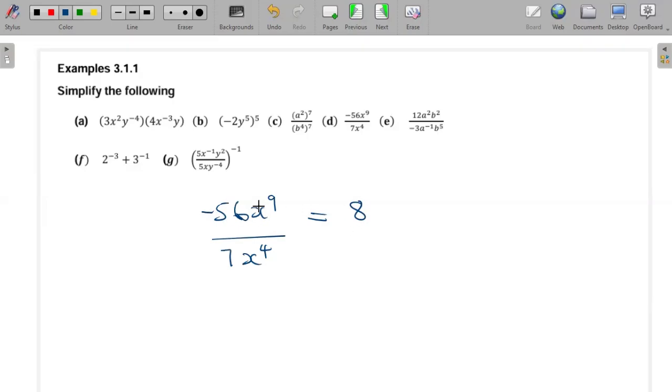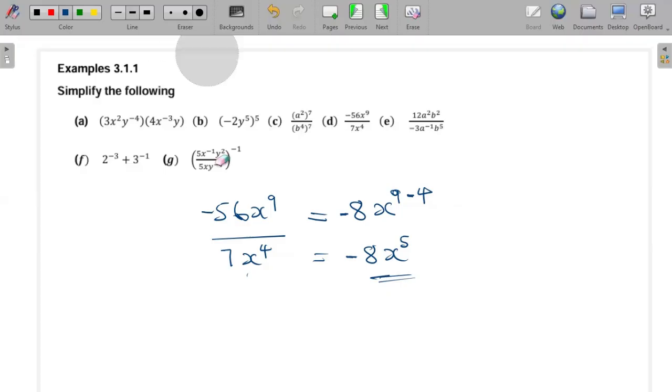Then what we said when we were dividing: you keep the base. The x and the x here are the same base. So you take the exponent in the numerator, which is 9, and subtract from it the exponent in the denominator, which is 4. There's also a negative sign here because we divided negative 56. So this will be equal to negative 8, and 9 minus 4 gives us 5. So it simplifies to negative 8x to the 5th. Okay, so this is what we get.